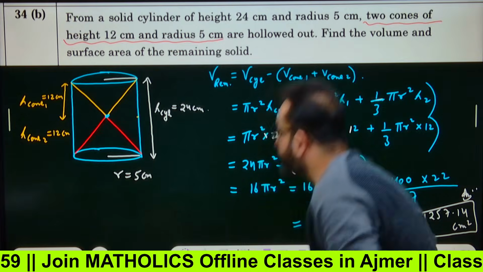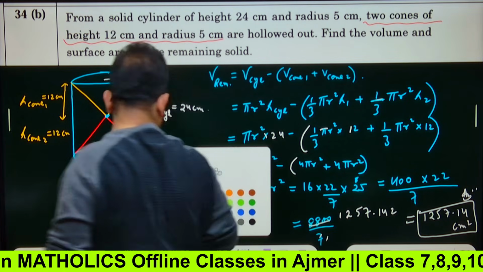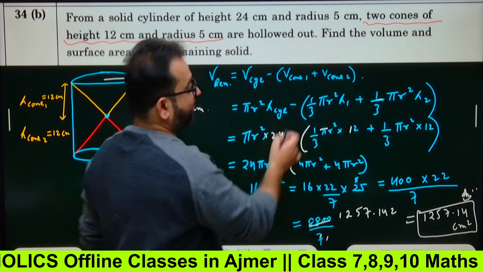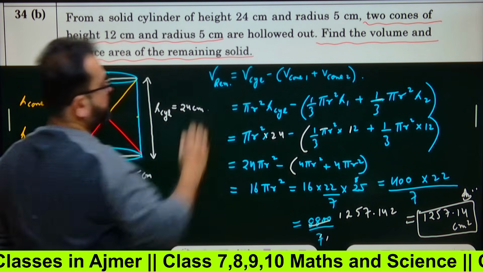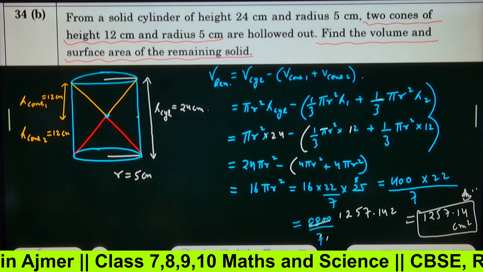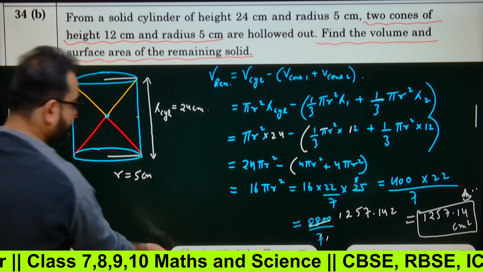Okay, B part we'll be doing now. So what the B part says, always underline, not to get confused, always underline. Find the volume and surface area of the remaining solid. How to find volume and surface area of remaining? Volume we have done. Now finding surface area of the remaining solid.